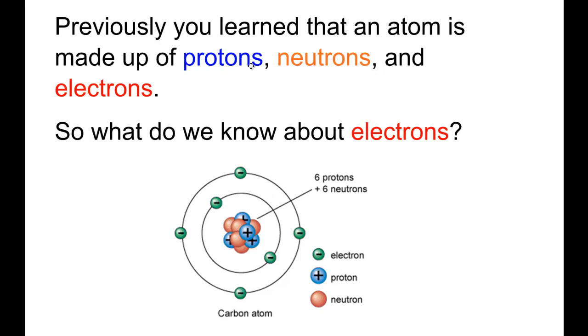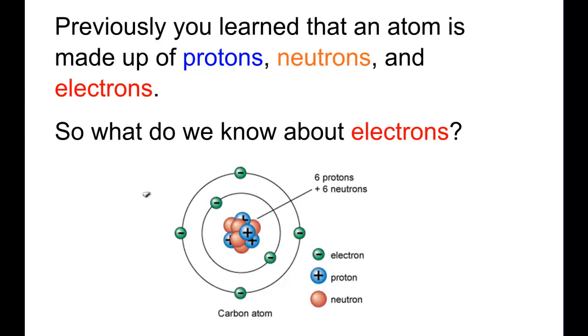In the atom, you have protons and neutrons, which, as you can see from this diagram, are located in the middle. We call that the nucleus. And around it are the electrons. Because this is carbon, it must have 6 protons. Carbon is number 6 on the periodic table. It also has 6 neutrons. So as a review, 6 protons plus 6 neutrons equals a mass of 12 atomic mass units for this particular atom.